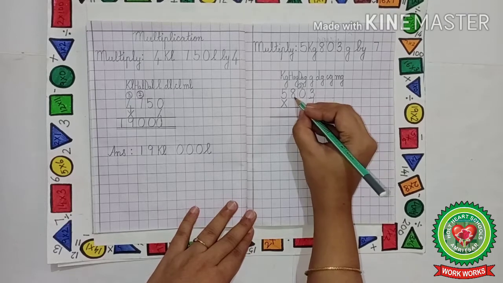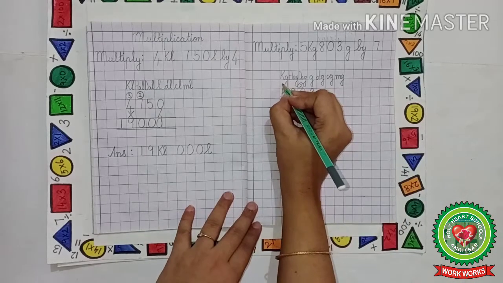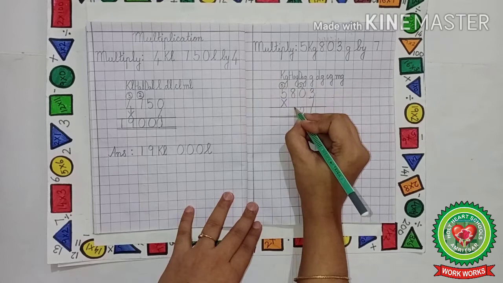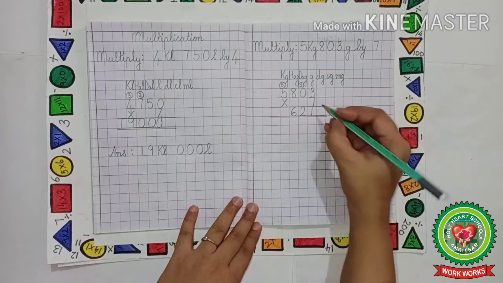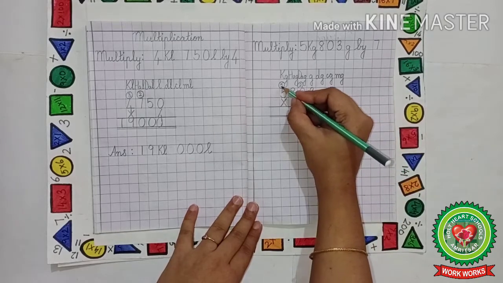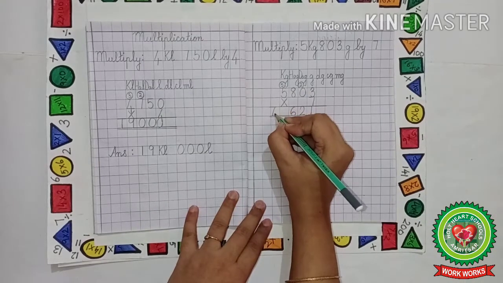Next 7 eights are. Let us pick the table of 7. 7 fours are 28. 7 fives are 35. 7 sixes are 42. 7 sevens are 49. 7 eights are 56. So 5 we will give as carry and 6 we will write down. 7 fives are 35. So 35 plus 5 is how much? Let us count 5 after 35. That is 36, 37, 38, 39, 40. So we will write over here 40.